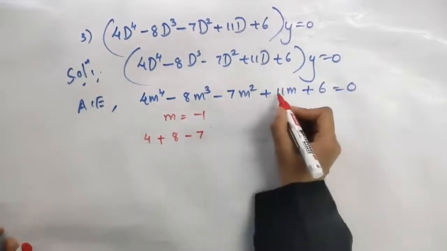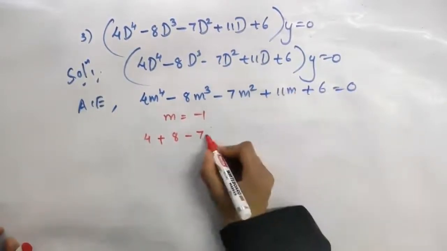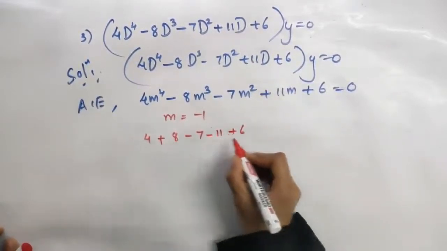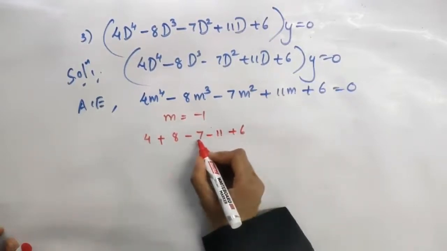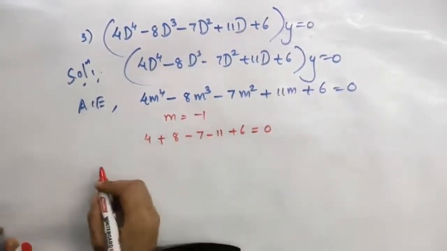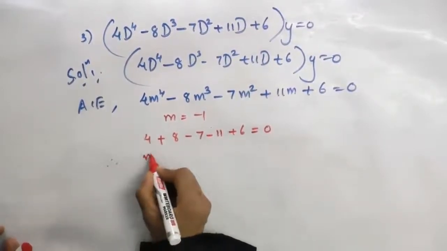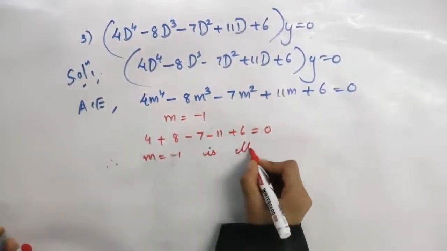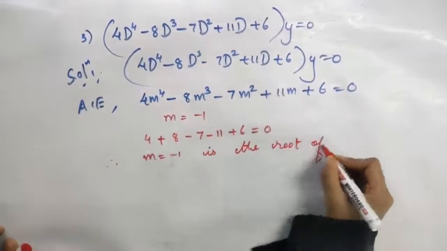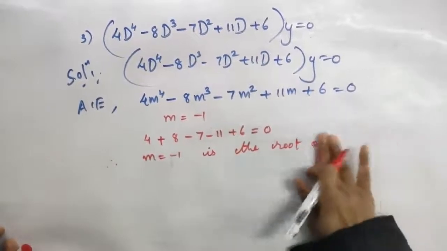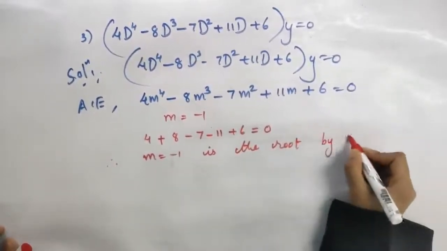Okay, so when you put m is equal to minus 1 over here, 11m becomes minus 11 and plus 6 as it is. Add all the numbers, it's plus 12 plus 6, it's plus 18, and minus 11 minus 7 is also minus 18. So this is plus 18, this is minus 18. You are getting it to be 0. So m is equal to minus 1 is one of the roots of the given equation. Okay, by inspection I'll write, that's enough.